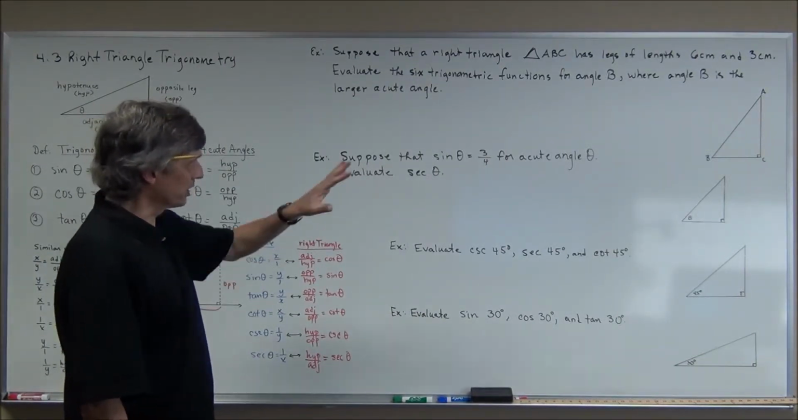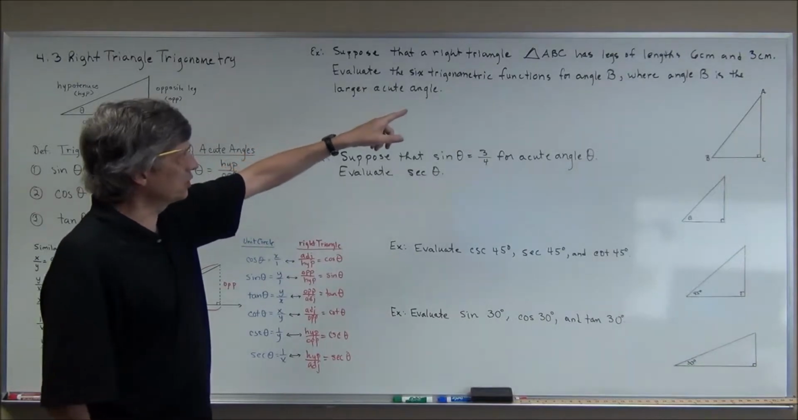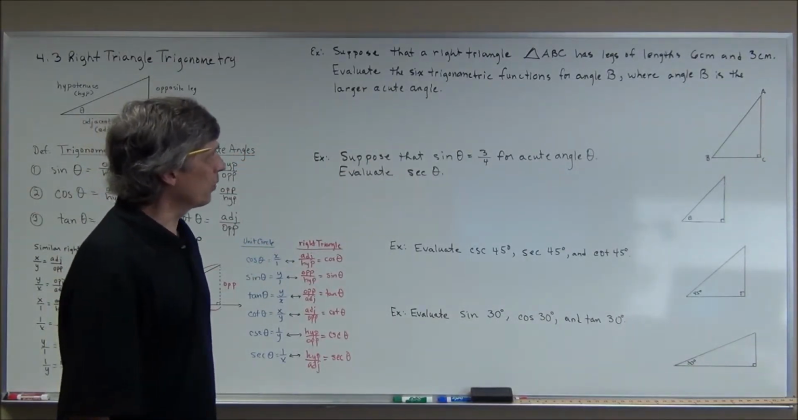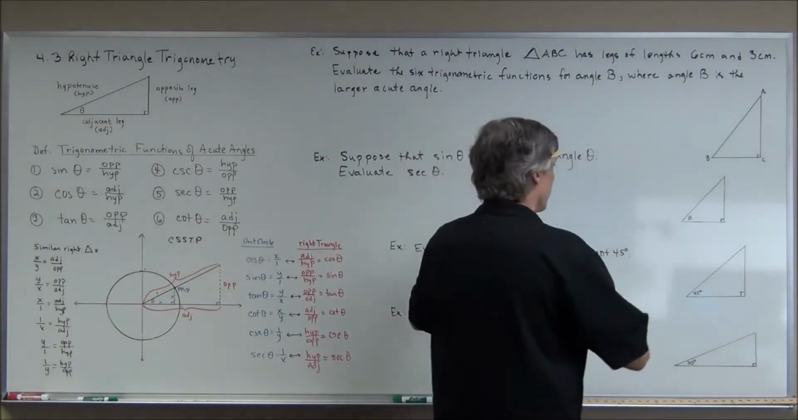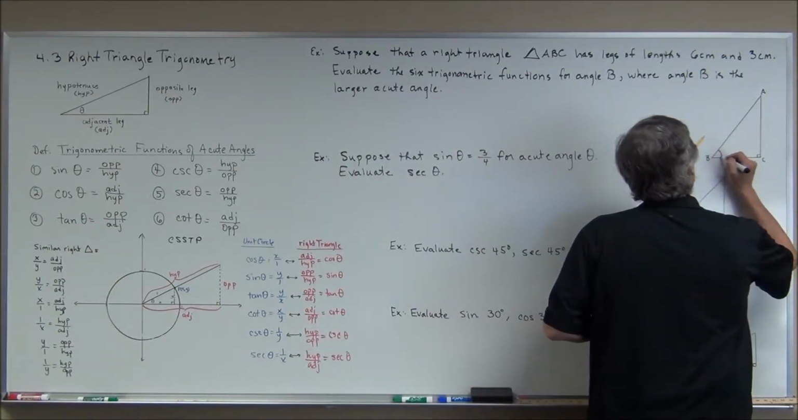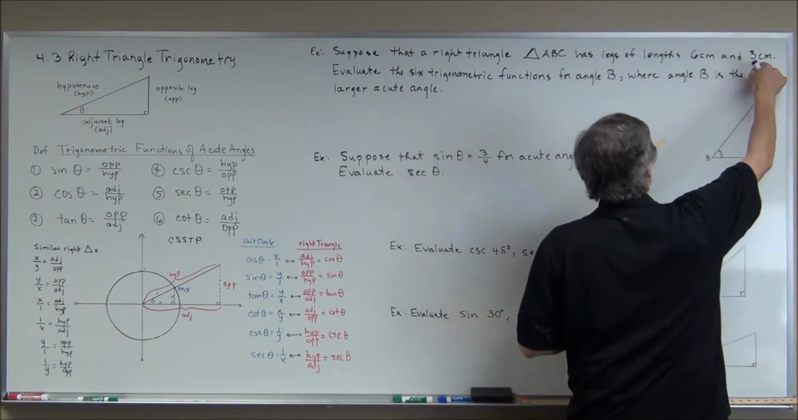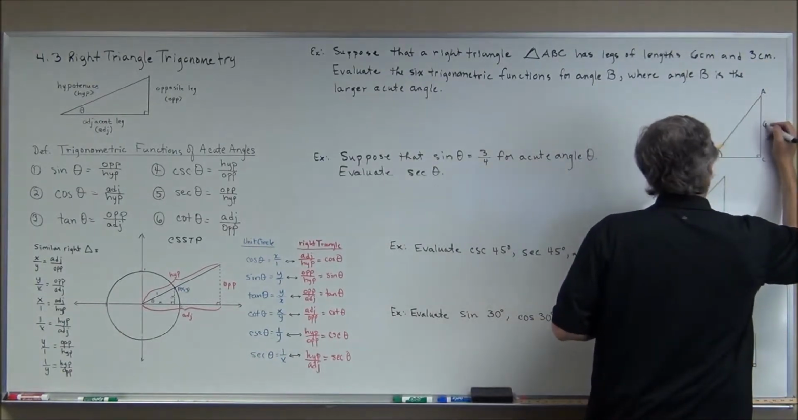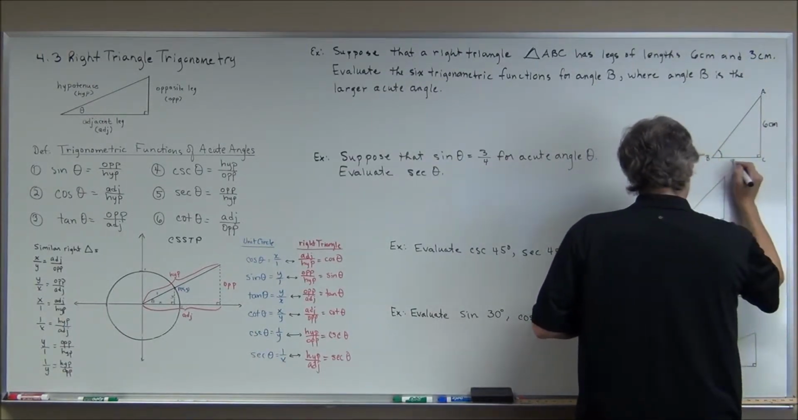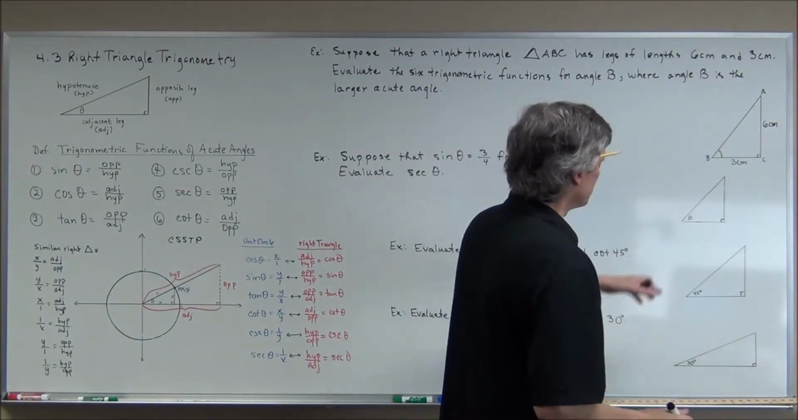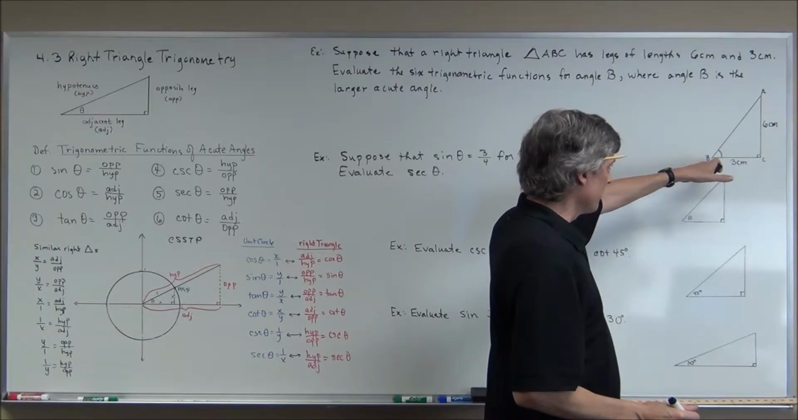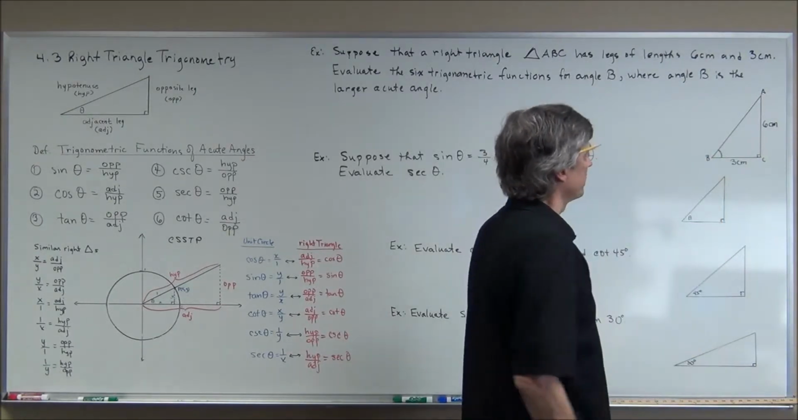Now those are the lengths of the legs. Evaluate the 6 trig functions for angle B, where angle B is the larger acute angle. So I have this triangle drawn here. I have angle B right here. And the legs are 6 centimeters and 3 centimeters. So this would be the larger side. This would be the smaller side as far as the legs are concerned, because this is the bigger acute angle. At least it looks like that in my diagram.